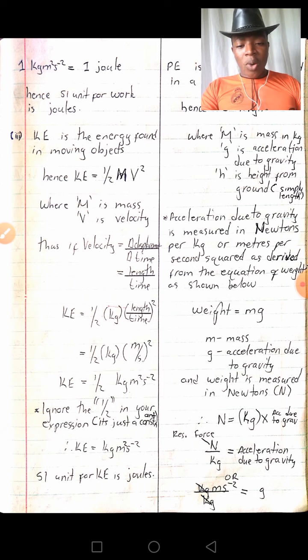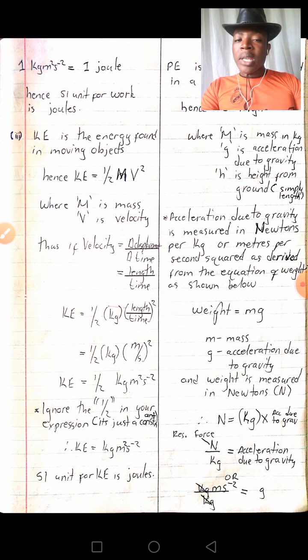You just ignore them. They are constants. So finally, KE is equal to kg m squared s^-2. I'm not saying that when you are working out kinetic energy, given any figure, and then you ask what is the kinetic energy, that you ignore that half. You put it into practice there.